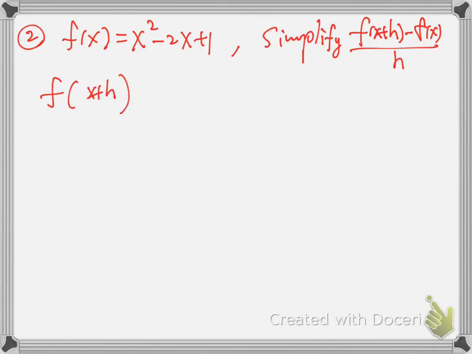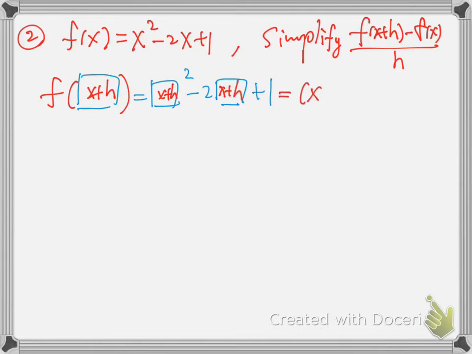The first one in the numerator, we'll assume here is a box. So what is f? f is a box squared minus 2 box plus 1. So what's in the box? x plus h. So this is x plus h squared minus 2 times x plus h plus 1. Now let's look at the quotient.